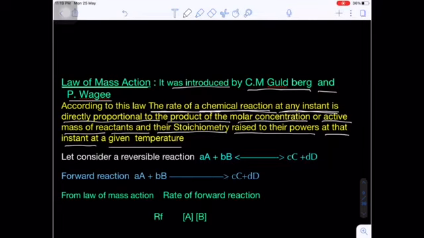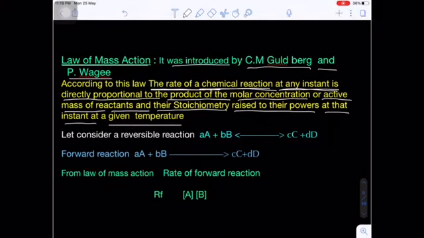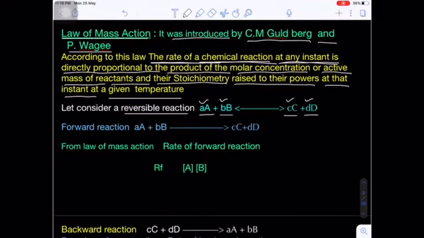Okay. Now here I am assuming one reversible reaction, small a into capital A plus small b into capital B, in equilibrium with small c moles capital C and small d moles capital D. Here small a, small b, small c, small d are the stoichiometric coefficients of capital A, capital B, capital C and capital D. Okay. Now, let's consider the forward reaction. What is the forward reaction? Small a capital A plus small b capital B to give small c moles capital C and small d moles capital D.